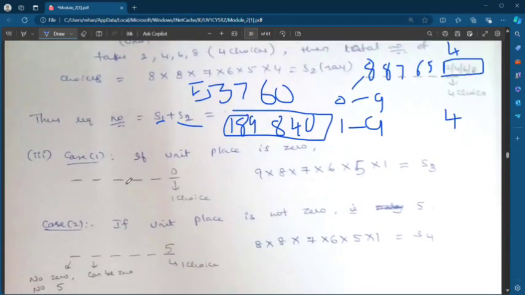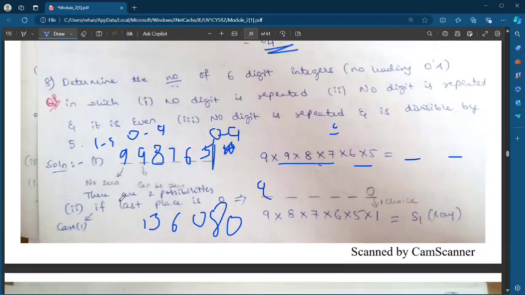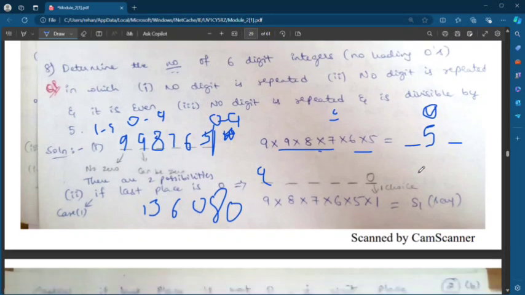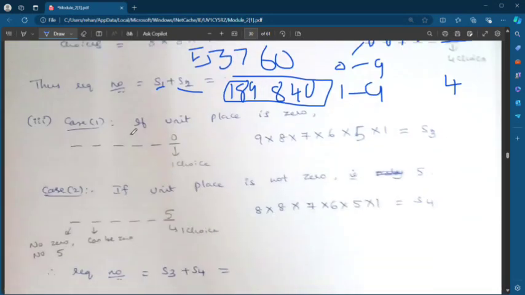Then I have case 3. The third question they have also asked: no digit is repeated and it is divisible by 5. For it to be divisible by 5, the last number should be either 0 or 5. Then only can we divide by 5, right? Case 1: if the unit place is 0, the last place is 0, then how many ways?